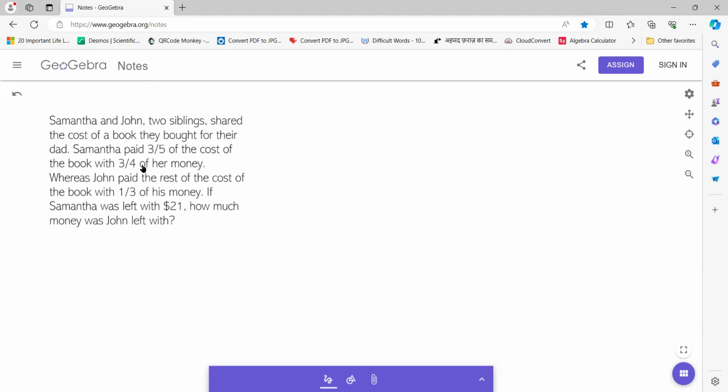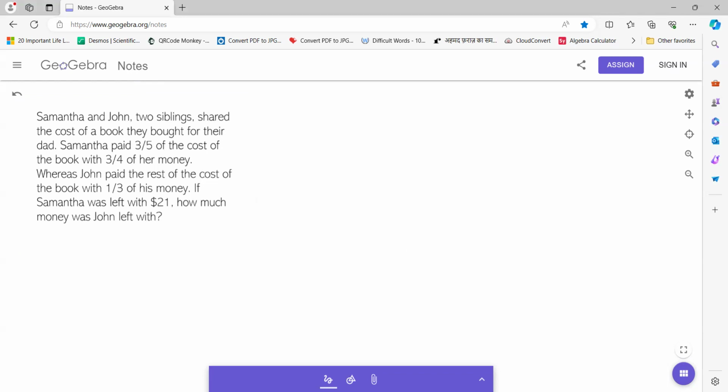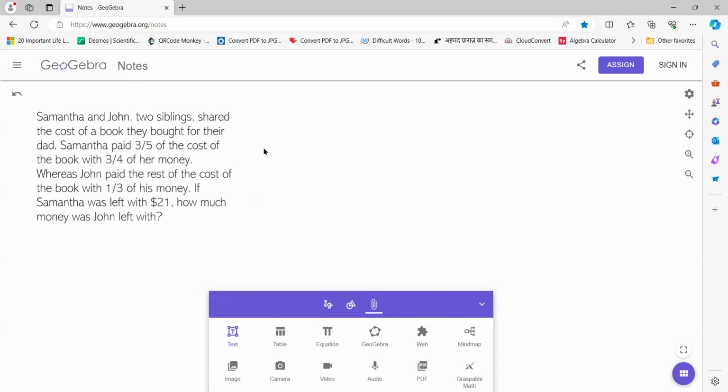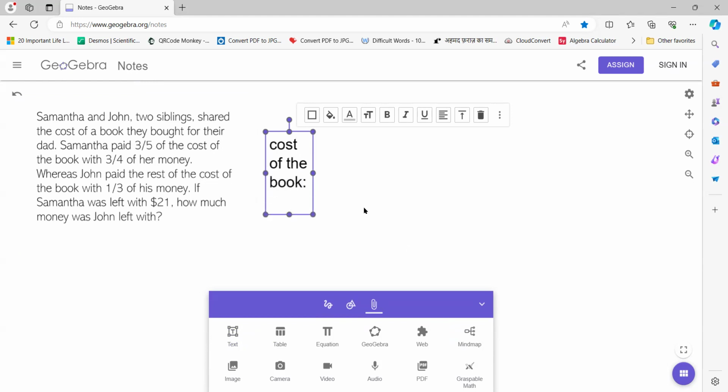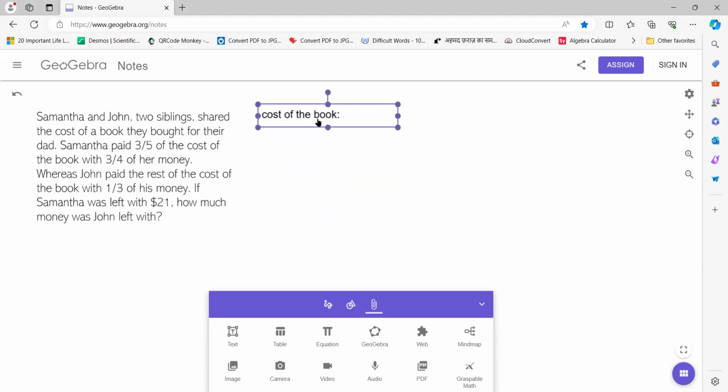So let's start with the cost of the book. Now, I'm going to do this problem visually. You can do it any way you want. I'm going to do it visually. I'm going to start with the cost of the book. Cost of the book is going to be represented by this diagram.